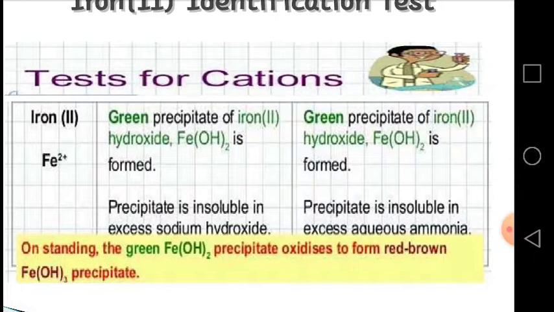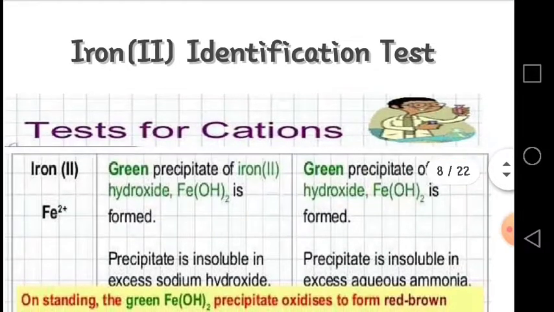And ferrous hydroxide also forms the green precipitate when it reacts with the ammonia. And these precipitates are also insoluble when excess aqueous ammonia is used.